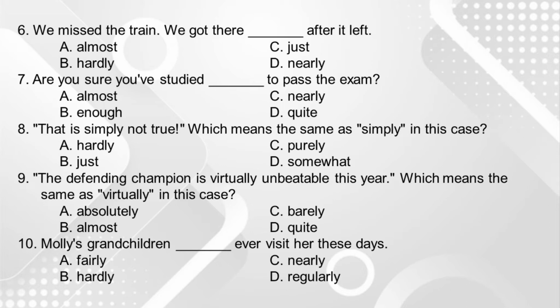8. That is simply not true. Which means the same as simply in this case? A. Hardly. B. Just. C. Purely. D. Somewhat. 9. The defending champion is virtually unbeatable this year. Which means the same as virtually in this case? A. Absolutely. B. Almost. C. Barely. D. Quite. 10. Molly's grandchildren blank, ever visit her these days? A. Fairly. B. Hardly. C. Nearly. D. Regularly.